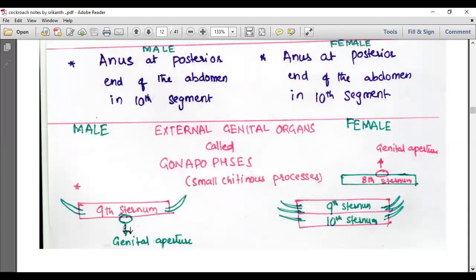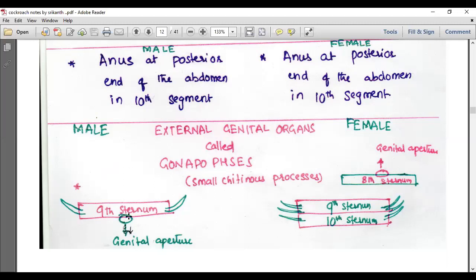And about the external genital organs. External genital organs are generally called gonapophyses. We have a small spelling mistake here, PHY. Gonapophyses. What is a genital organ? The organs which are related to the reproductive system we call genital organs. That's why I said we'll discuss that in detail in the reproductive system of male and female cockroaches. For now, simply remember that the external genital organs, called gonapophyses, arise from the 9th sternum in the male and the 9th and 10th sternum in the female.